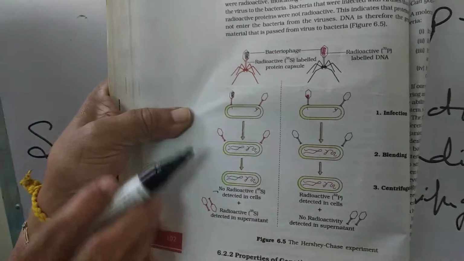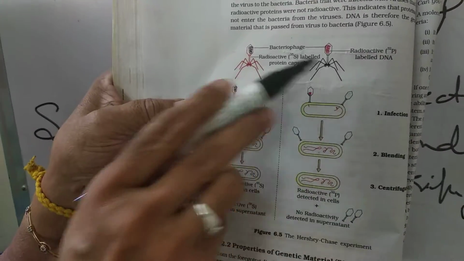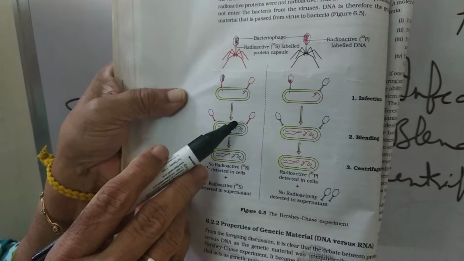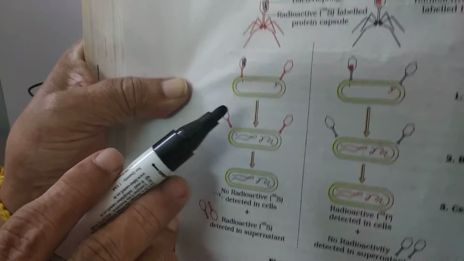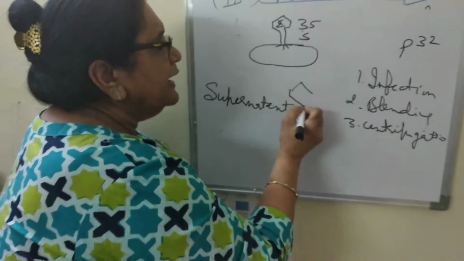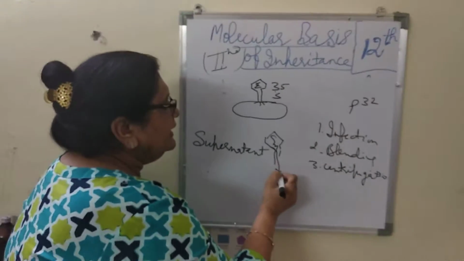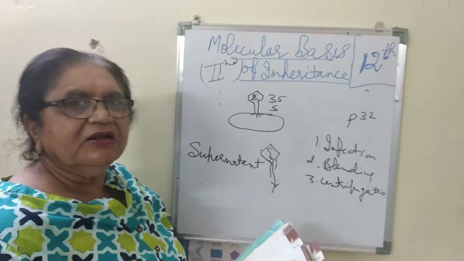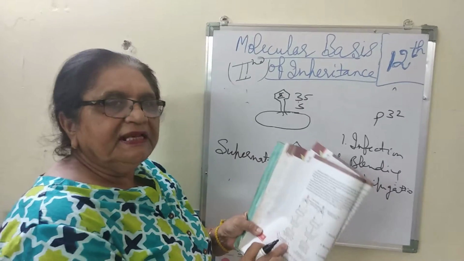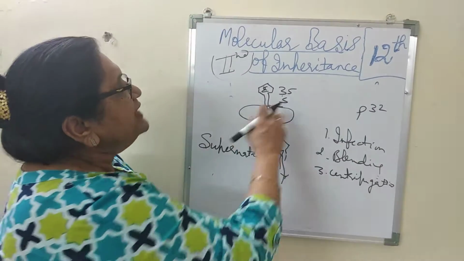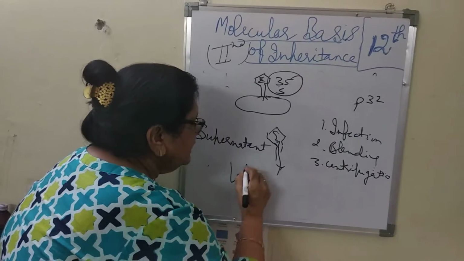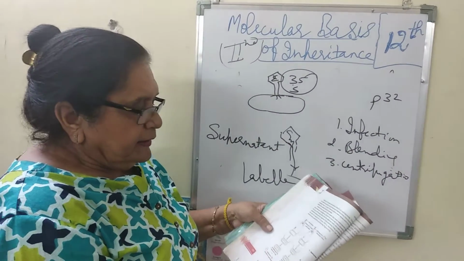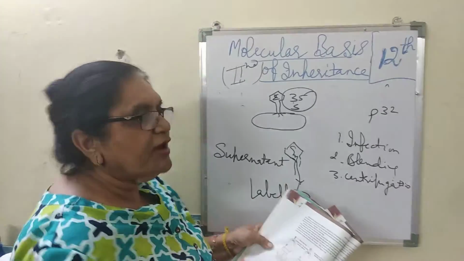So see the cases. What is this diagram? In this case, it is infected by the virus, the bacteriophage. In one, DNA is labeled; in the second, the protein coat. After infection, what happened? The protein coat remains outside, and the genetic material which enters the bacteria starts replicating along with it. So the labeled or radioactive S35 was not found in the new viruses, but radioactivity was detected in the second case.